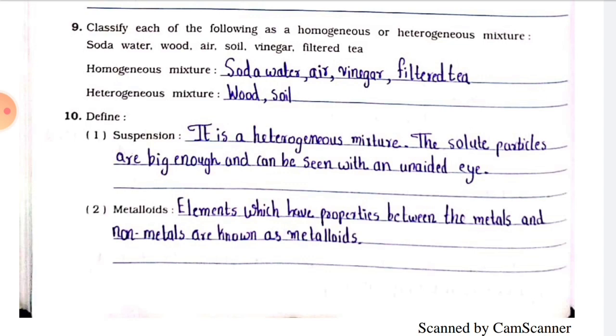Next, number 10. Define. Number 1. Suspension. Answer: it is a heterogeneous mixture. The solute particles are big enough and can be seen with an unaided eye. Number 2. Metalloids. Elements which have properties between the metals and non-metals are known as metalloids.